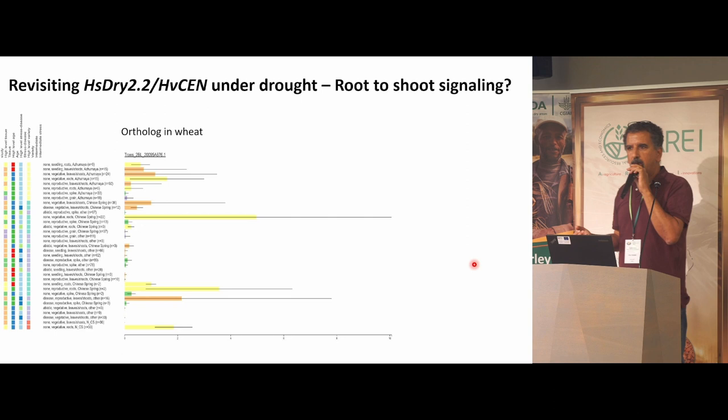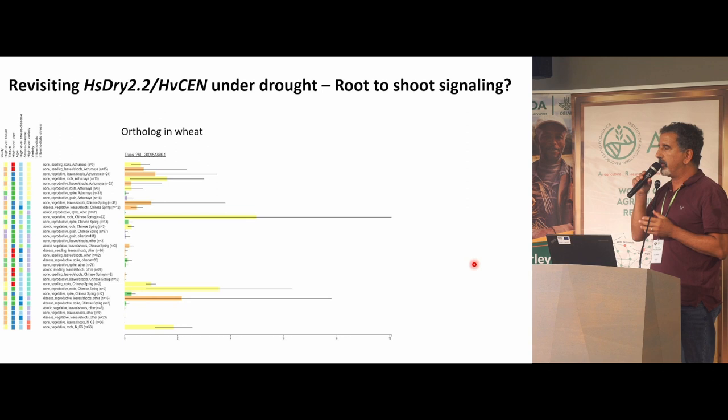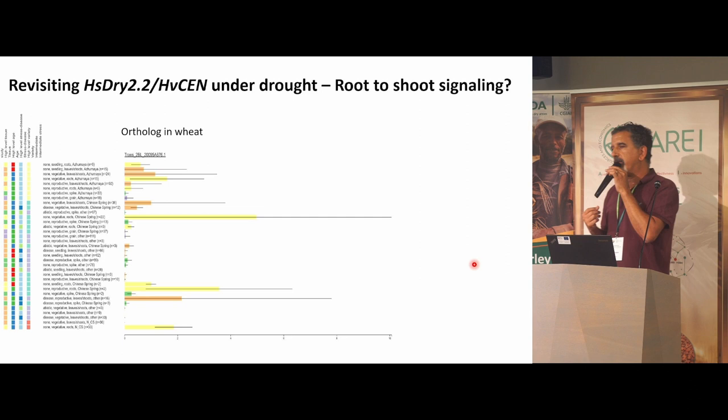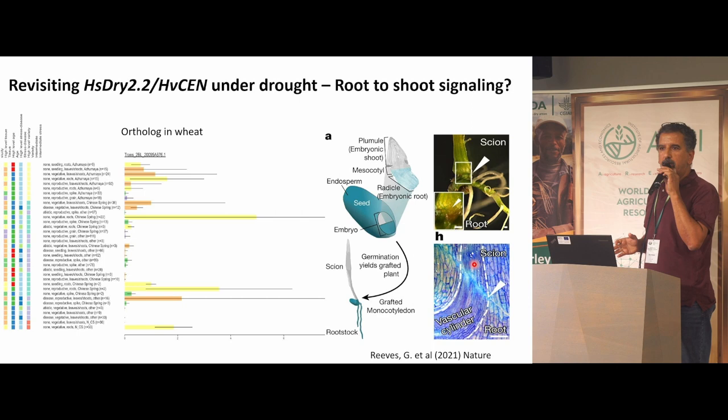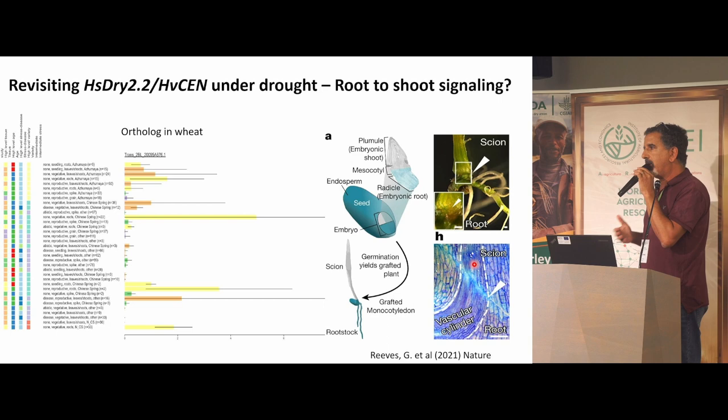It's highly expressed in the roots. If you look at the wheat ortholog, all those very high bars that you see, the yellow ones, they are all expression in the roots. And I think this comes at a very good time for barley, at least, that nowadays you can do grafting in barley. And I think a good thing about this recent work that was done in Cambridge, they show that you can basically graft anything on anything.